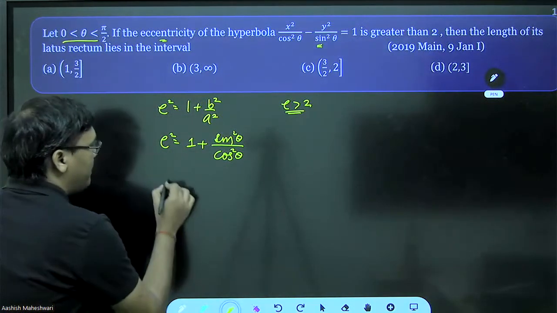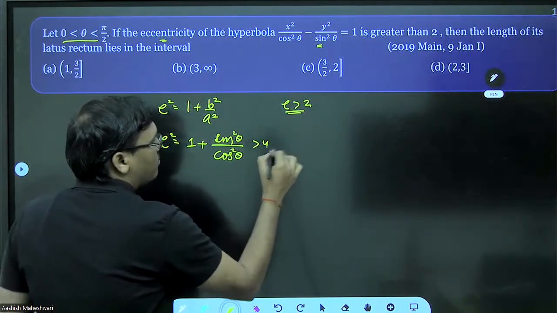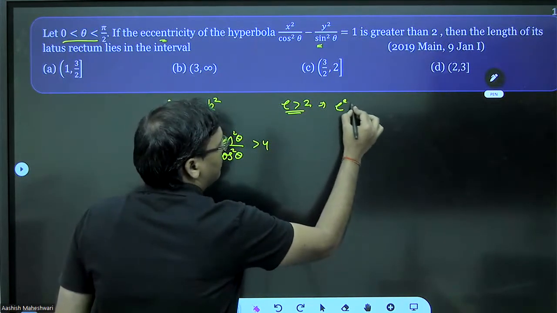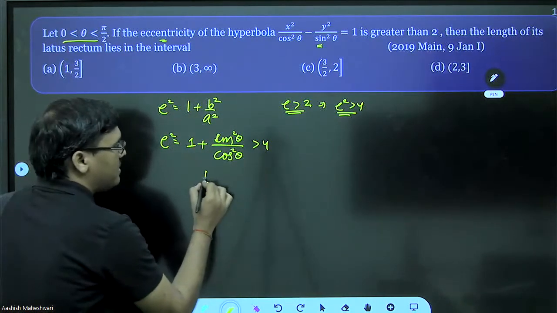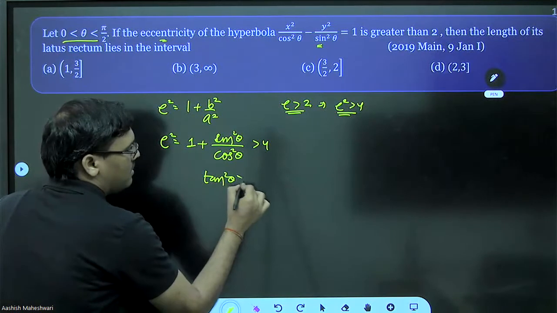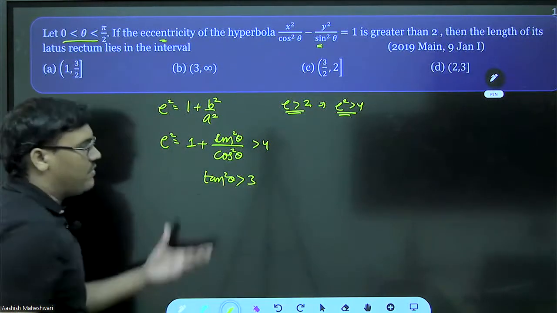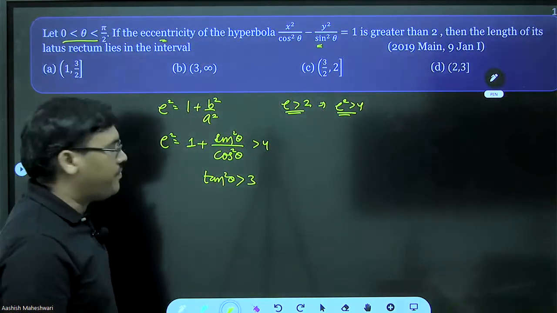Right? So can we say this quantity is greater than 4? Because if you have E greater than 2, E square is greater than 4. So this is greater than 4. So what I can say is tan square theta is greater than 3. This is given. Tan square theta is greater than 3.